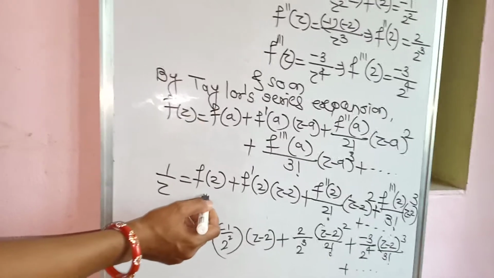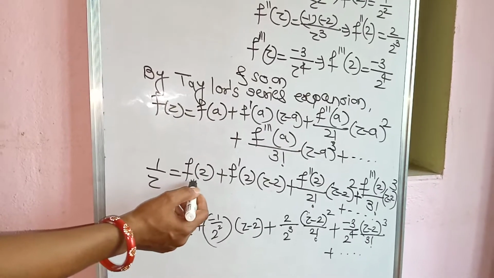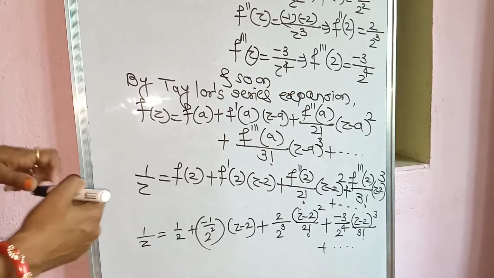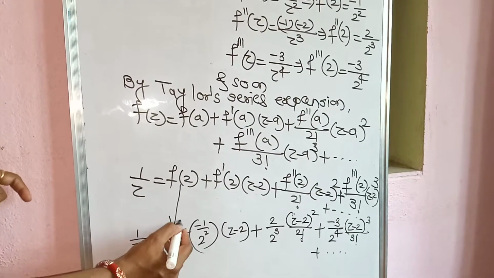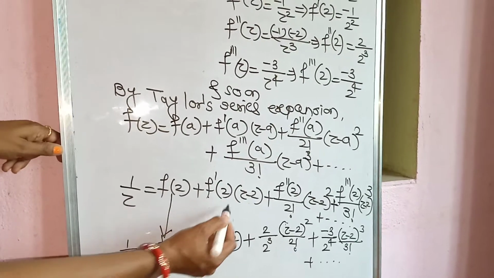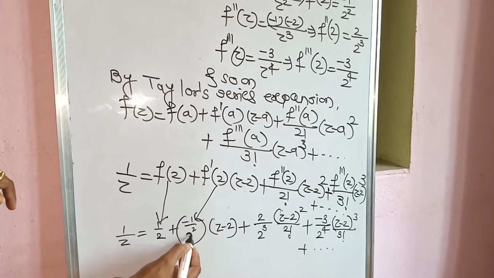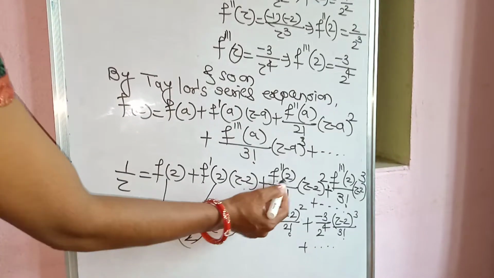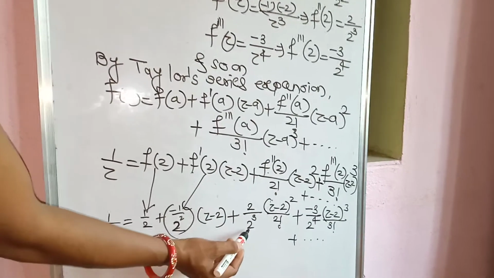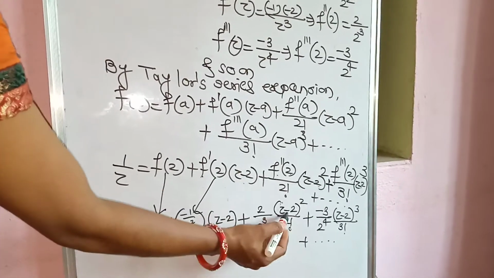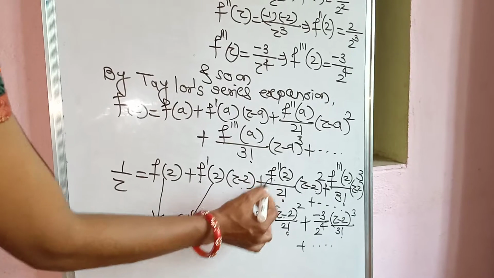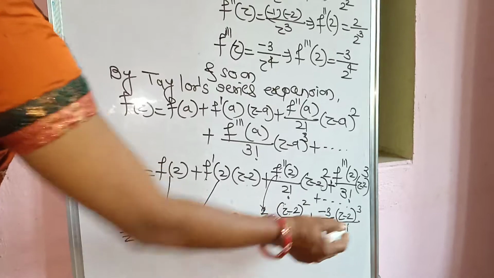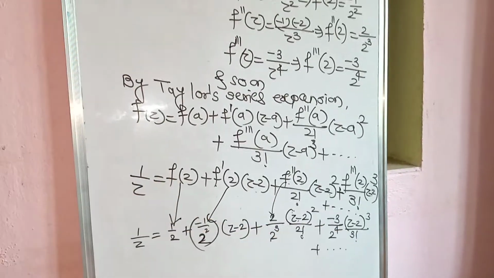Instead of f of 2, now I have substituted the value. F of 2 value by the function, it is 1 by 2. So 1 by 2, I have written the value for f of 2. F dash of 2 value, it is nothing but minus 1 by 2 square. So I have written z minus 2 as it is. F double dash of 2 value, that is 2 by 2 cube. Z minus 2 whole square by 2 factorial written as it is. And so on, I have written the third order derivative value also.